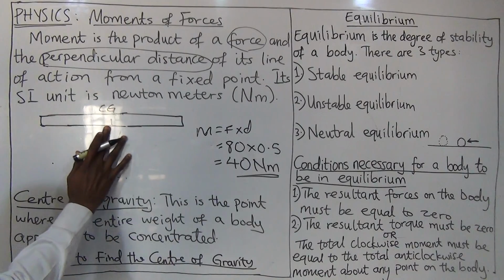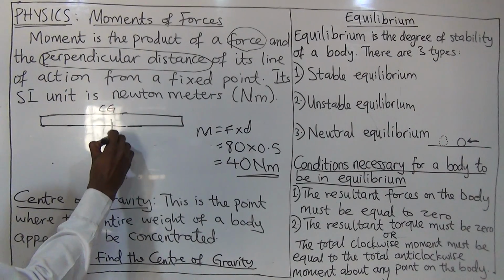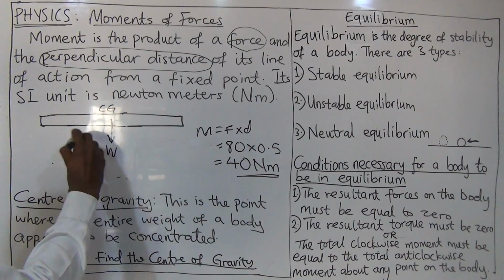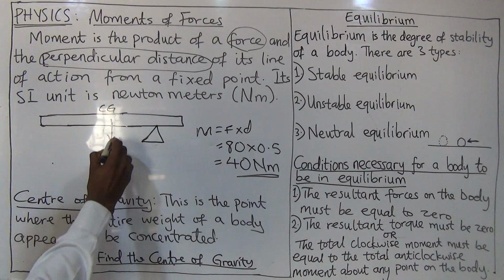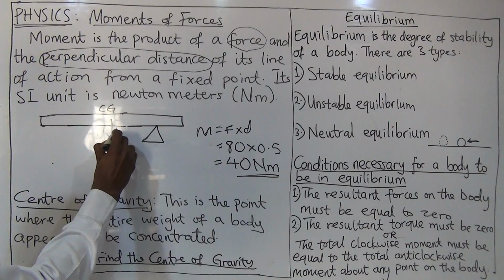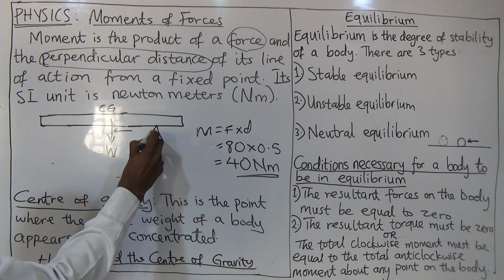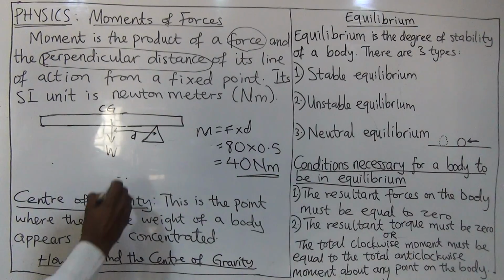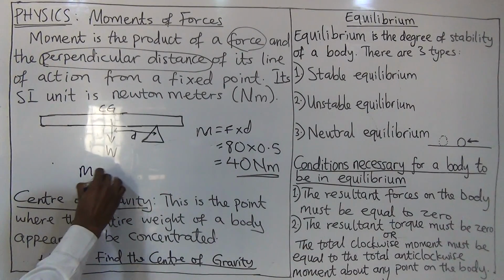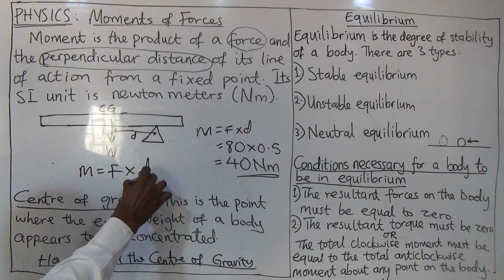But if we shift the pivot to this position, that means now there is a distance between the weight and the position of the pivot. And whenever we have a distance, we can calculate the moment as the force multiplied by the distance.